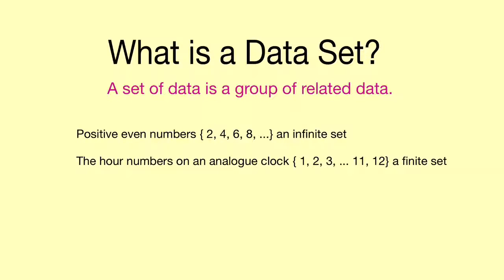The hour numbers on an analog clock, however, are a finite set. There are 12 of them. Again, we can use the braces around the numbers, and we start 1, 2, 3. Then we can put dot, dot, dot to show that it continues, and then we put 11 and 12 to show that that's where the set ends.